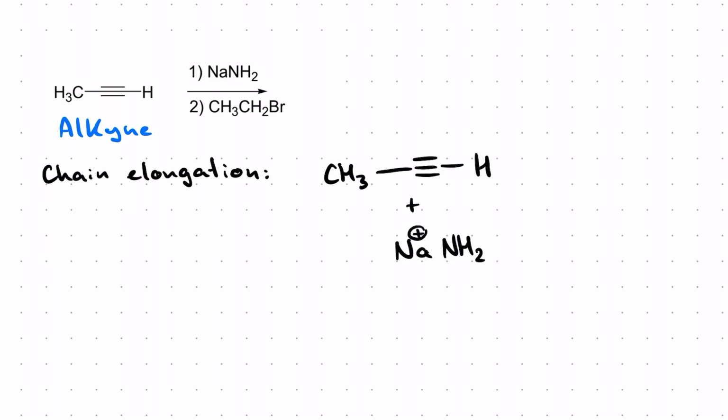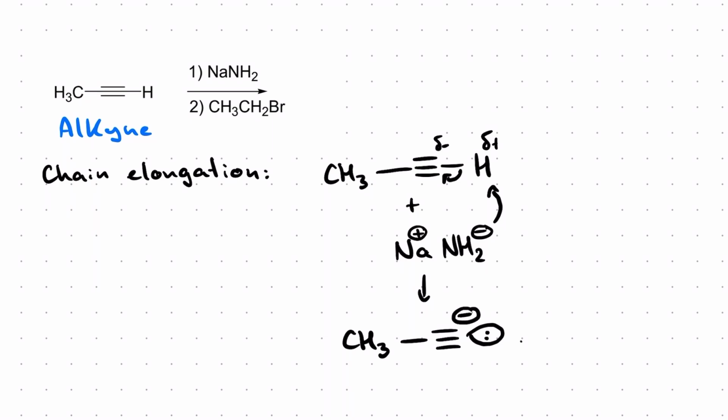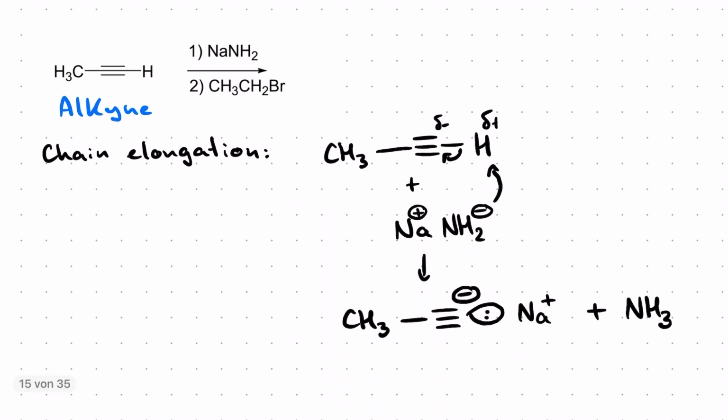First, when we add sodium amide, the partially positively charged proton is attacked by a nucleophilic amide anion, so that this acidic proton gets substituted by sodium. Our alkyne now has a lone electron pair on the carbon and it carries a negative charge that is neutralized by sodium cation. The amide anion with the proton gives us ammonia as a byproduct.